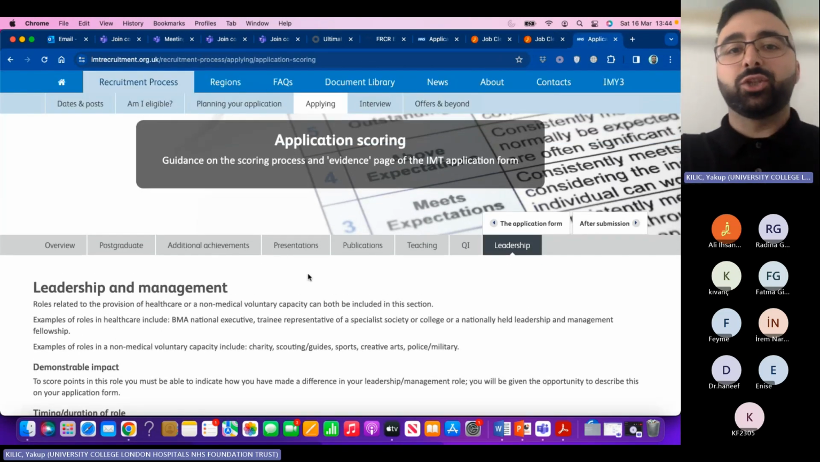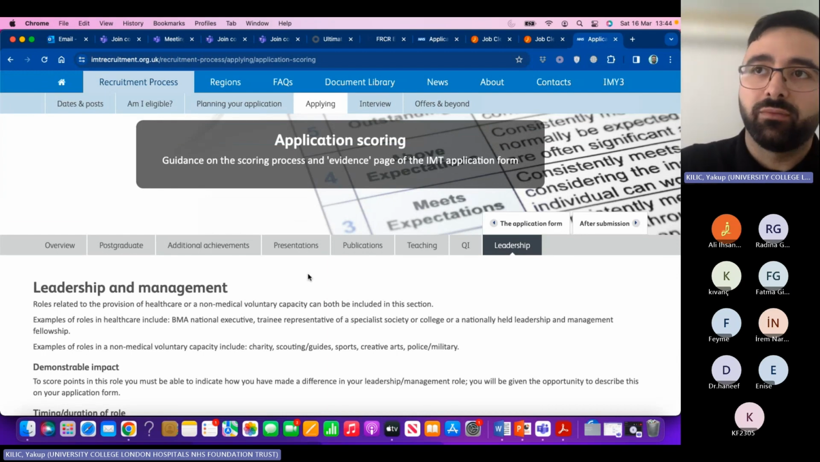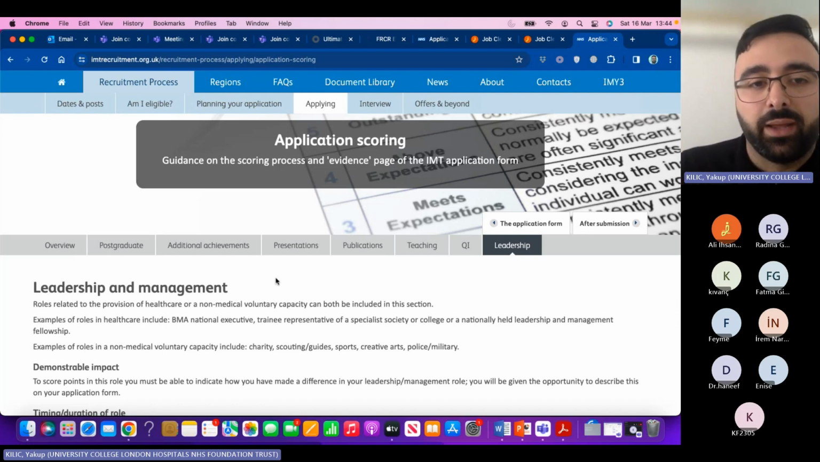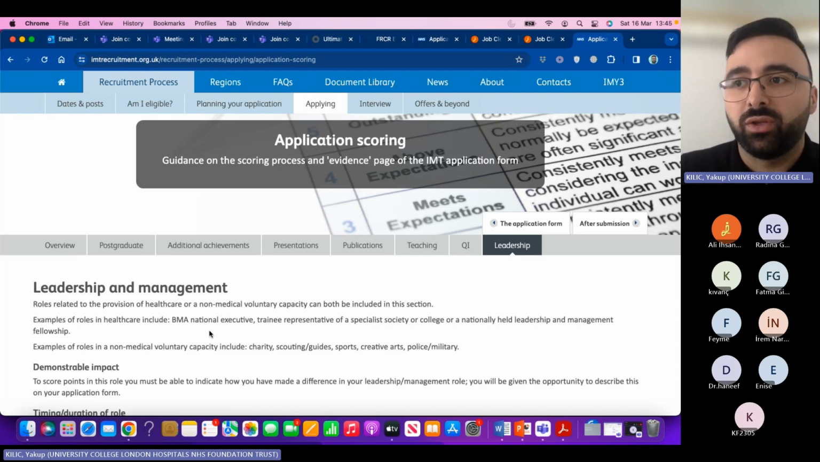So this is just the application scoring part for the IMT. Obviously, after this, once you're shortlisted, the interview is a completely different ball game, and we've already done an interview video on the webinar. So if you look back to our webinars, we've already done that. You can have a watch. You can view that series as well. But we'll also do a specific interview training webinar soon, hopefully. I hope that makes sense, guys.